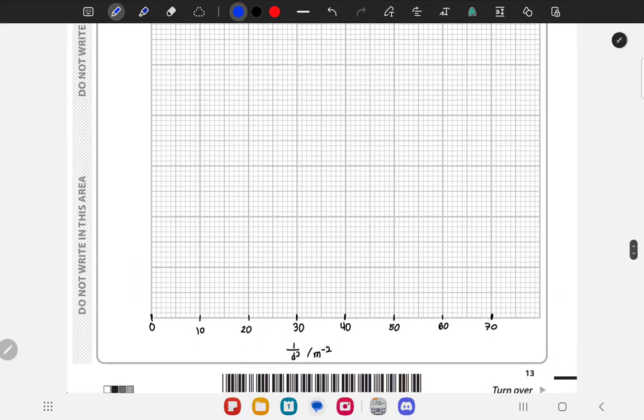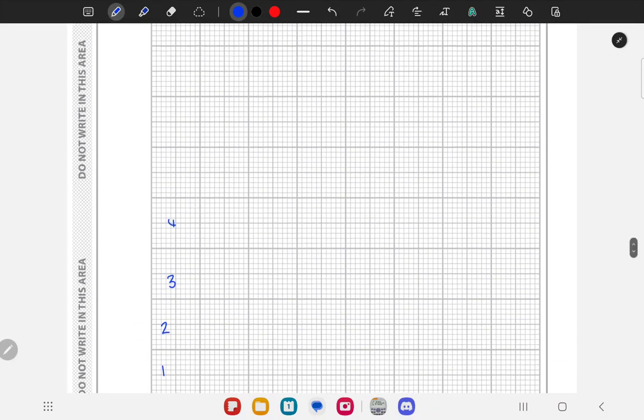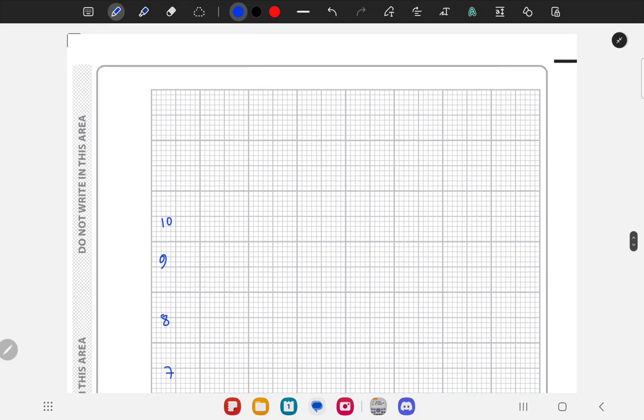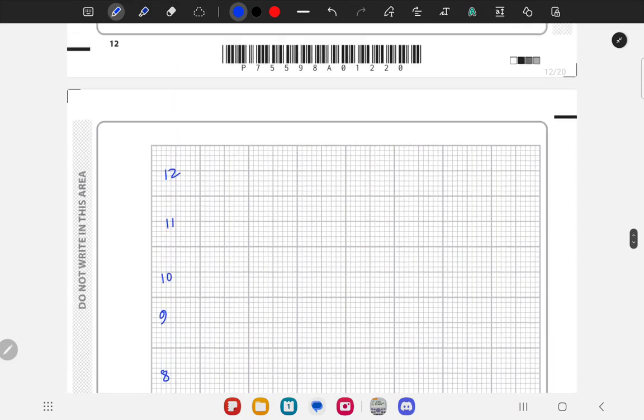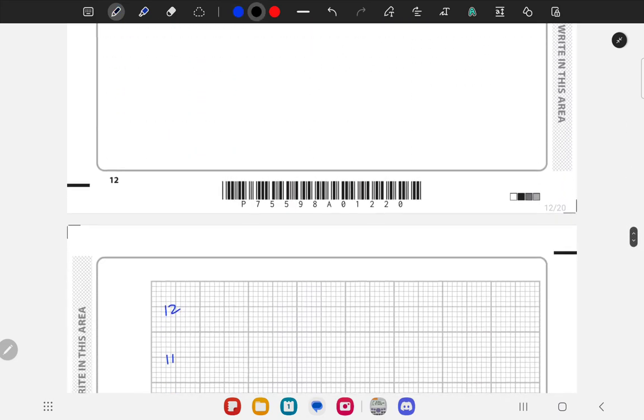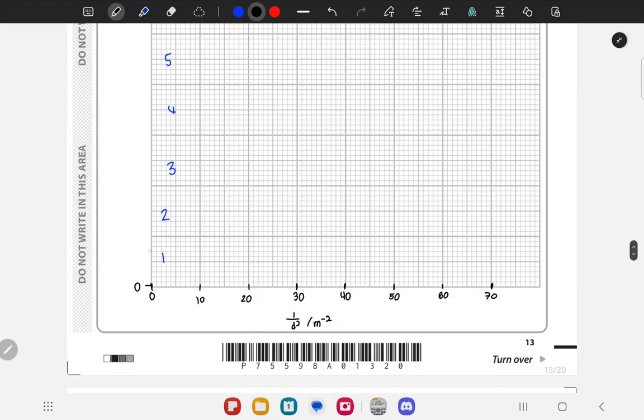For the y axis we have 1, 2, 3, 4, 5, 6, 7, 8, 9, 10, 11. So we have 12 boxes on the y-axis, and on the y-axis our values go from 18 to 996. So I'll start from 0 and go up to 1000. So 1000 divided by 12, I'll get 83.3. So a number bigger than this, which is good for a graph axis, would be 100. So we'll start from 0, we'll go up by 100.